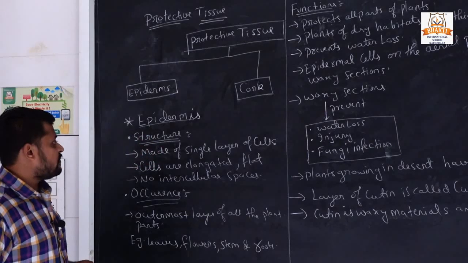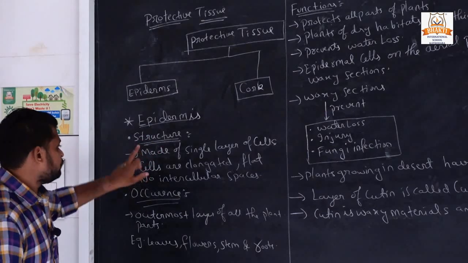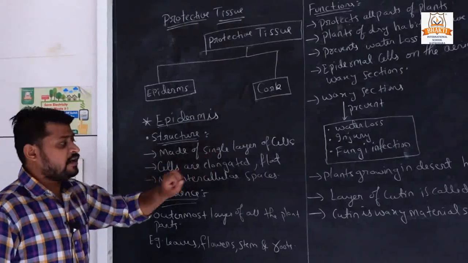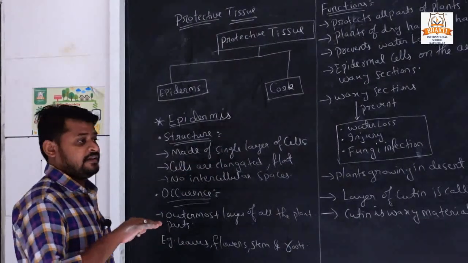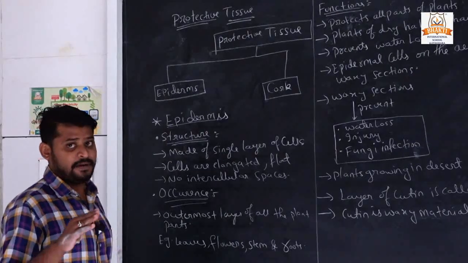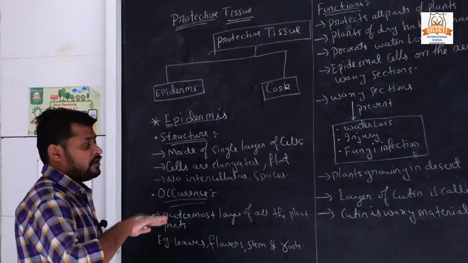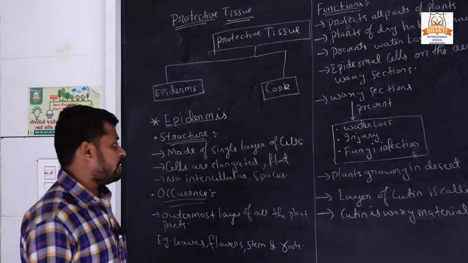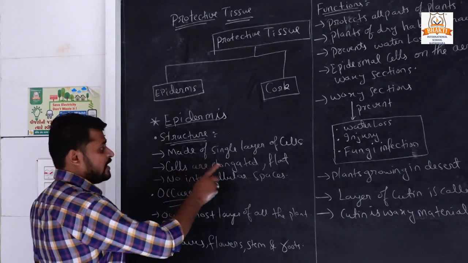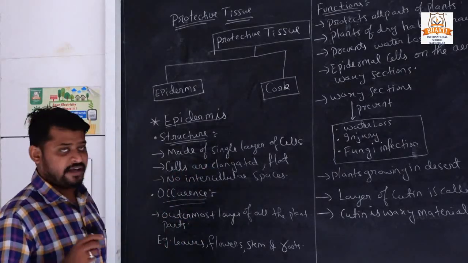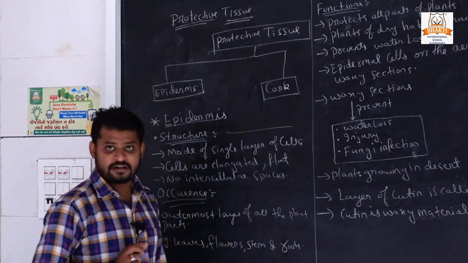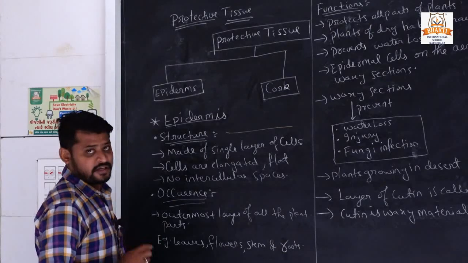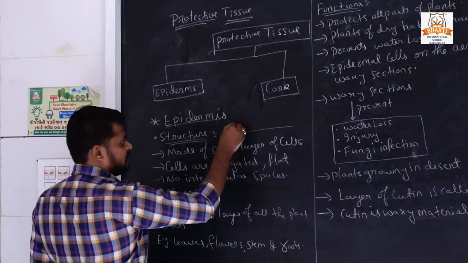First we will study the structure of epidermis. It is made up of a single layer of cells. Epidermis is present at the top of the leaves and of the plant. It is made with a single layer of cells. The cells are elongated and flat.